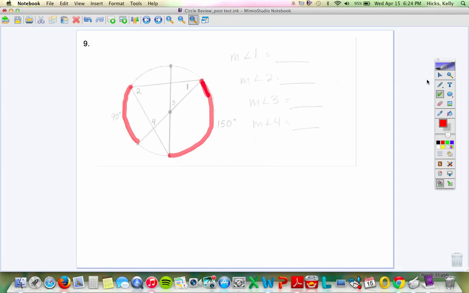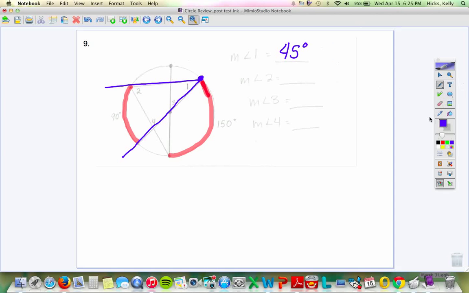Well, let's start with angle 1. Angle 1 is this angle right here. Outline it for you. And it intercepts the 90-degree arc. We learned before that an inscribed angle, this is an inscribed angle because its vertex is on the circle, is half the measure of the arc that it intercepts. So angle 1 is going to be half of 90, which is 45 degrees.